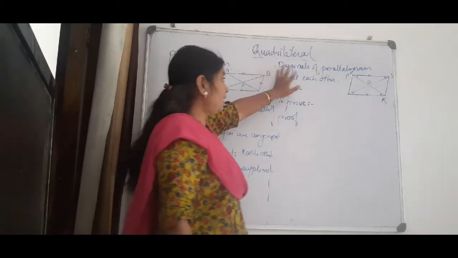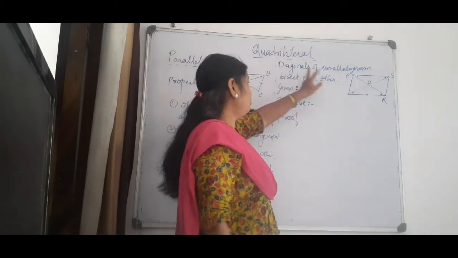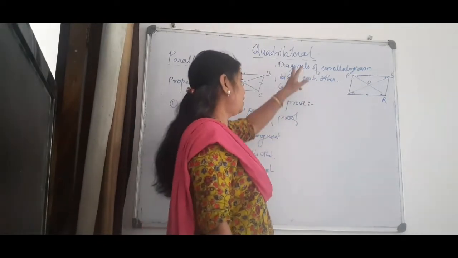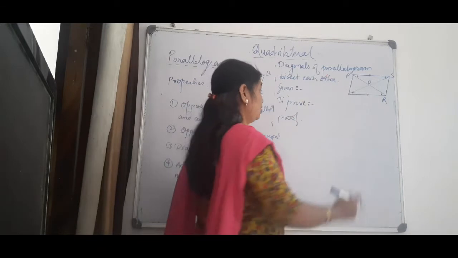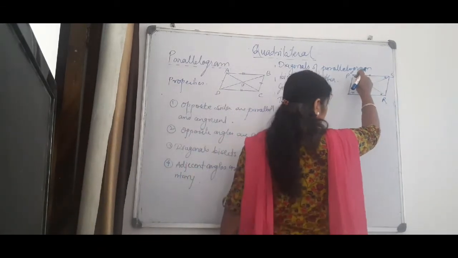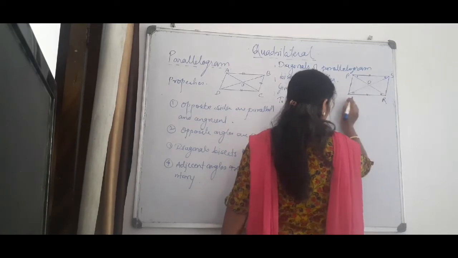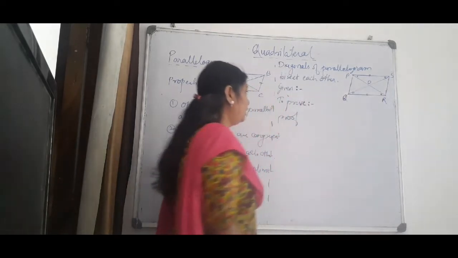Now let's see the theorem. Now see here what is the theorem? Diagonals of a parallelogram bisect each other. What you have to show? Diagonals of a parallelogram are given, its diagonals bisect each other. Diagonals bisect each other means what you have to show? PO is equal to RO, SO is equal to QO. That you have to show.